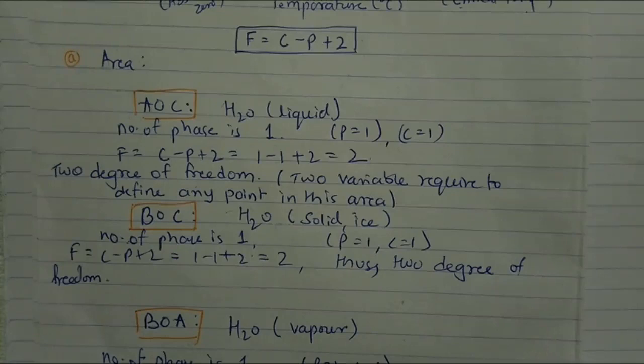Now consider area AOC. As AOC, we know that water exists in only liquid form. The number of phases here is 1 and the component is obviously 1. So F is equal to C minus P plus 2, is equal to 1 minus 1 plus 2, is equal to 2. That means it is having 2 degrees of freedom. That means at least 2 variables are required to define any point in this area. What does it exactly mean?